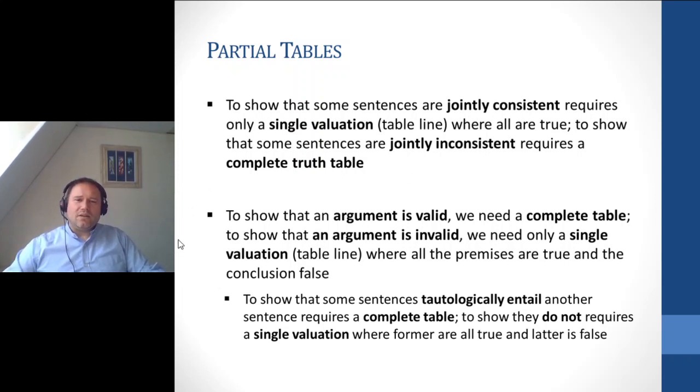Finally, when we're thinking about validity or invalidity, to show that an argument's valid, we're going to need to generate a complete table. To show that an argument's invalid, we only need a single valuation, specifically a single valuation where all the premises are true and the conclusion's false. And the same thing will go with tautological entailment. To show that some sentences tautologically entail another sentence requires a complete table. To show they don't, just a single valuation where the former are all true and the latter is false. It's helpful maybe to look at a couple examples to get a feeling for how these partial tables work.